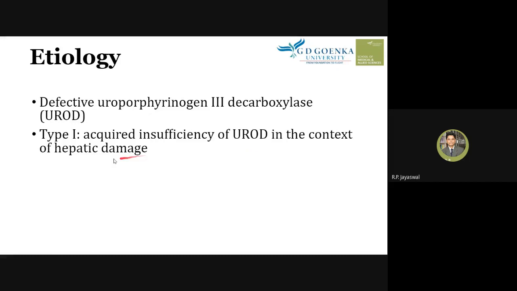the context of hepatic damage, right? So this UROD type 1 can be the acquired insufficiency of UROD, means the UROD, which is the enzyme, is not sufficient, not in appropriate amount because of hepatic damage. So type 1 is because of the hepatic damage, which leads to insufficient amount of uroporphyrinogen third decarboxylase in our liver.